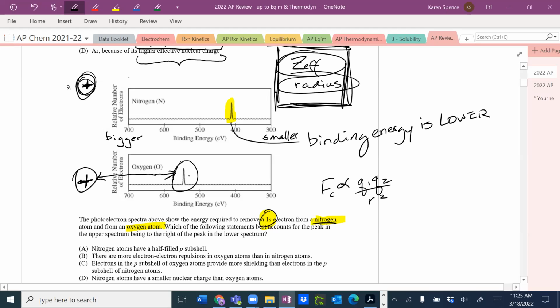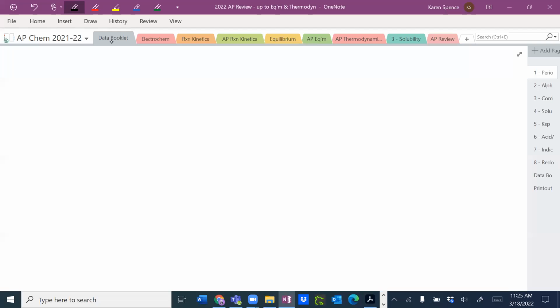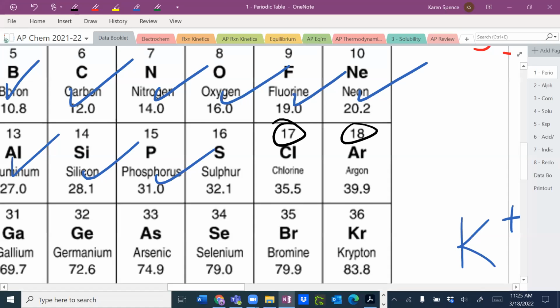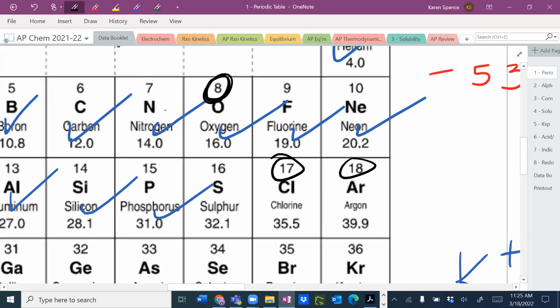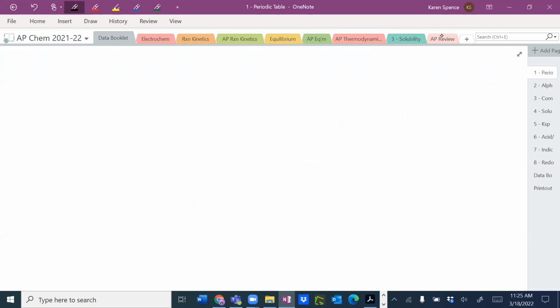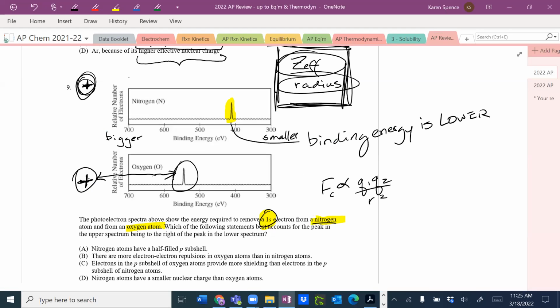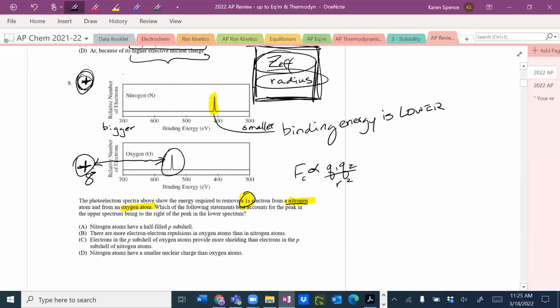So why is this radius smaller than that radius? It has to do with the fact that oxygen probably has a larger nuclear charge, I'm guessing. Let's go look. Yep, oxygen has a +8 nuclear charge, nitrogen has a +7 nuclear charge. So we can say that oxygen, which has a +8, holds the electron more tightly than the +7 holds the nitrogen's. This is its 1s electron.